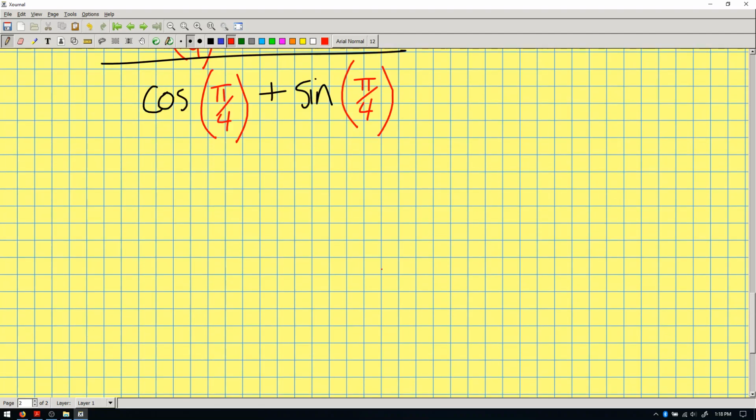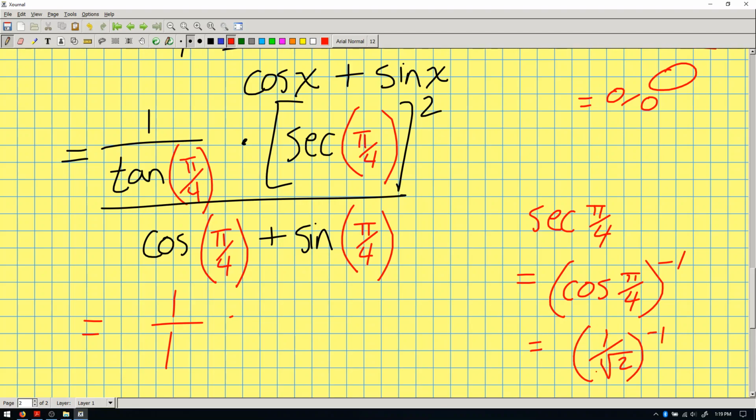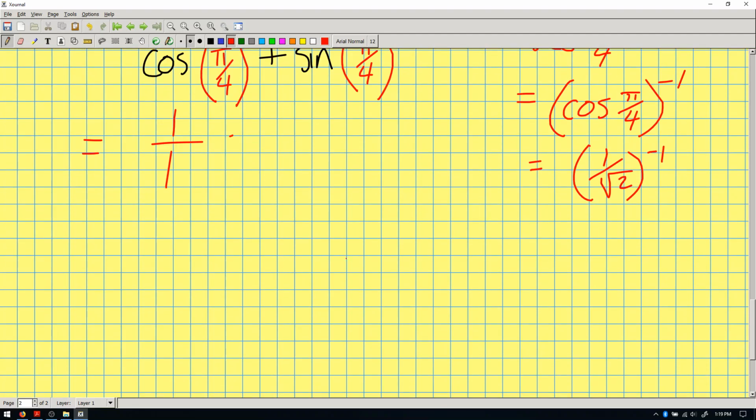Tan pi over 4, as we mentioned above, is 1. So I get 1 over 1 times, and what is the square of secant pi over 4? Well, secant pi over 4 is equal to the reciprocal of cos pi over 4. Cos pi over 4 reciprocated is secant pi over 4, and that is the reciprocal of 1 over root 2. The reciprocal of 1 over root 2 is root 2.